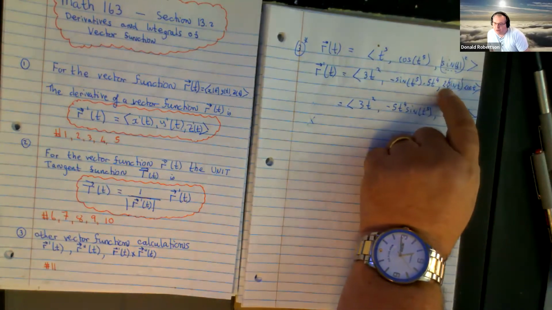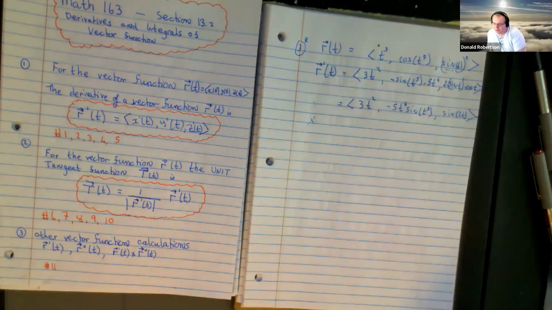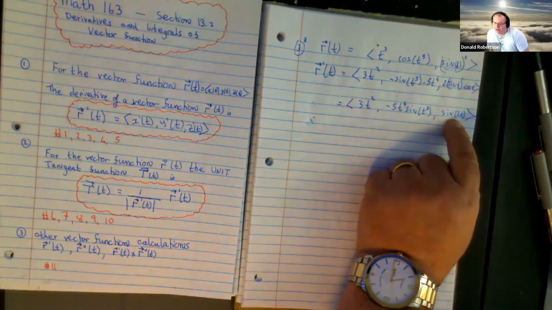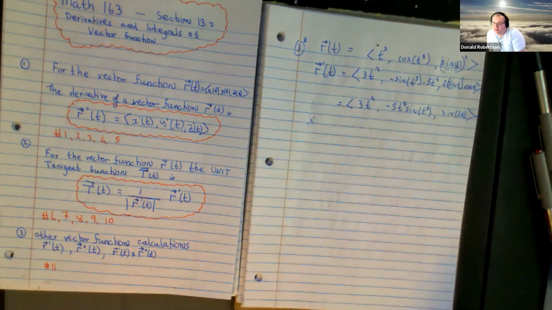It says 2 sine t cosine t, right? That's what it says. But isn't that the same thing as the sine of 2t? So there are only 3 rules to making things look pretty, right? 3 rules that you typically would deal with. And most of the time you only use the first 2.